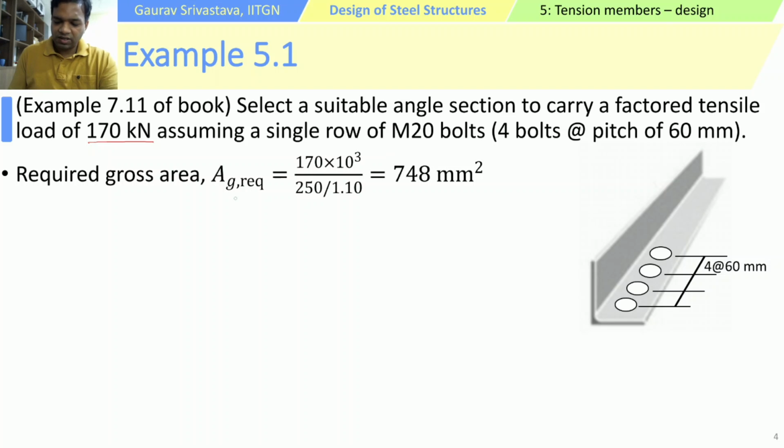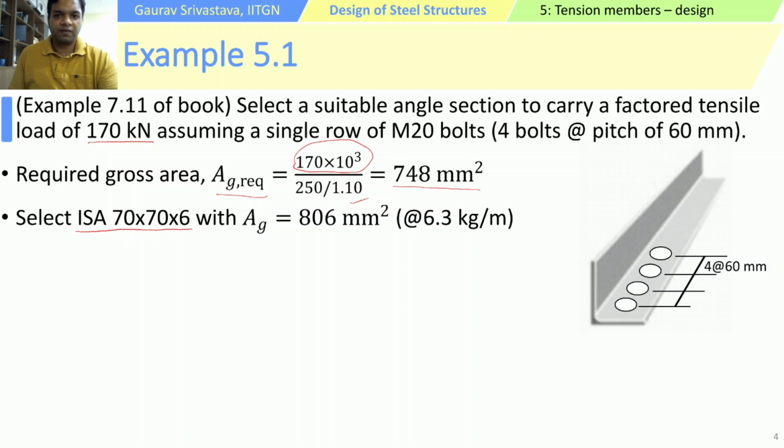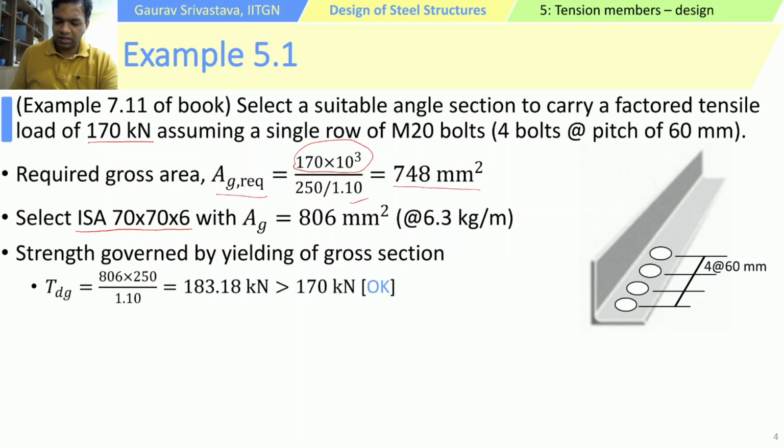The required gross area we can calculate by simply dividing the load by the factored stress. So the required area comes out to 748. Then we look at the IS 808 tables, and from there we can select, let's say, ISA 7076, which has a gross area of 806. This is more than 748, which is required. So this might work out, and we now check whether it works out or not.